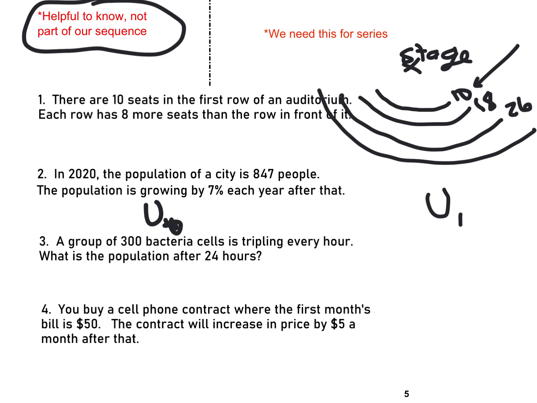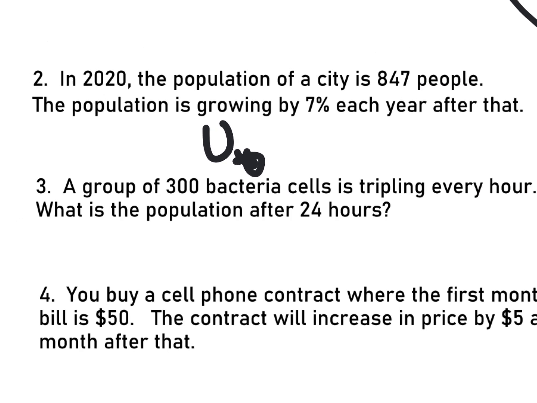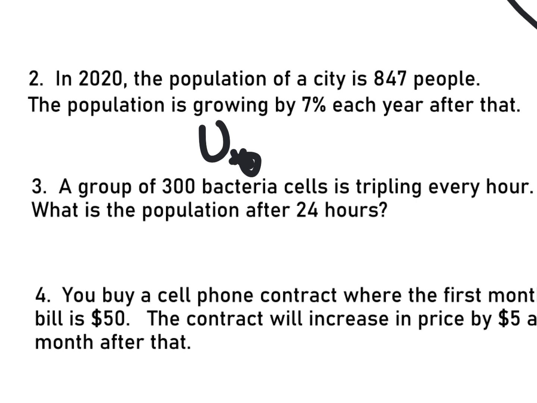All right, so let's do this one that has u sub 0 in it right here. In 2020, the population of a city is 847. That seems like it should be in the answer. It's the time it started. I'm going to call it time 0. Because when there's time involved, after 1 year, you know, the city's going to either grow or shrink.